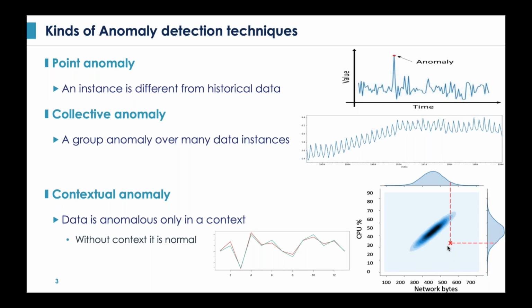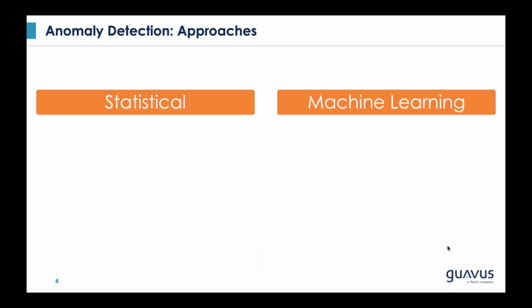We can do more with different techniques. These are the three types. Coming back, we focus mainly on the point and collective anomaly in this talk, and we can have two sets of approaches for solving this. One is statistical, and the second is machine learning based. So we're talking about statistics.